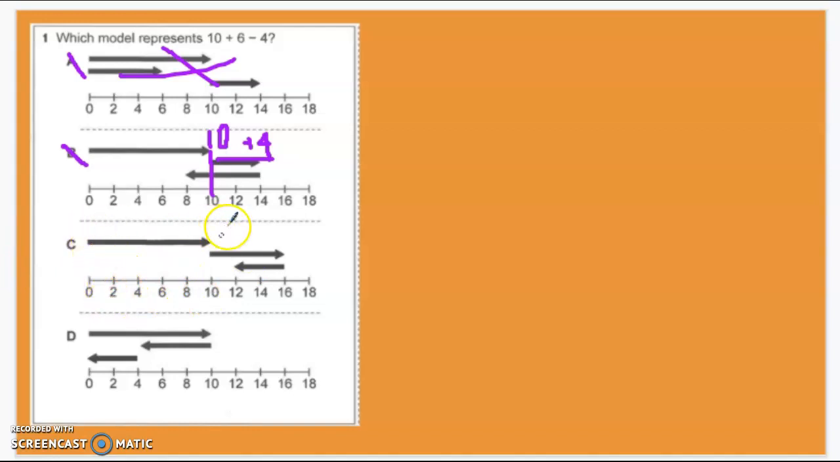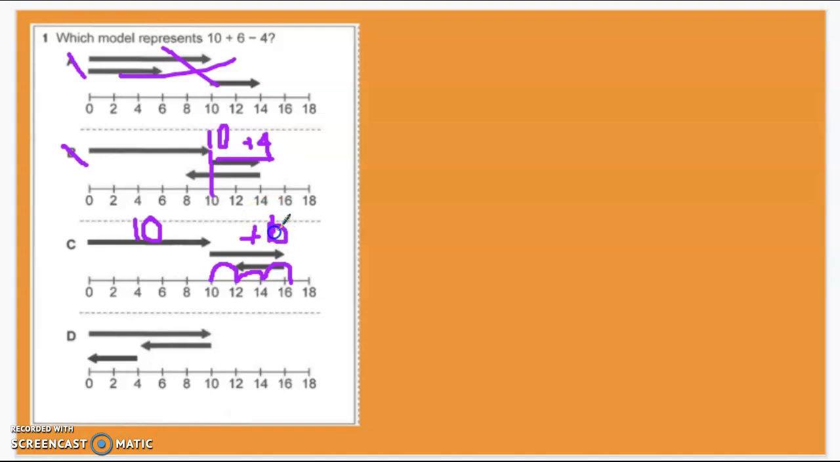Okay, let's look at this next one, letter C. This next one goes from 0 to 10. That's correct. So that would be your 10. That's what's right here. Plus 6. And this is counting by 2s. So 2, 4, 6. From 10 to 12 is 2. 12 to 14 is 2. And then 14 to 16 is 2 more.